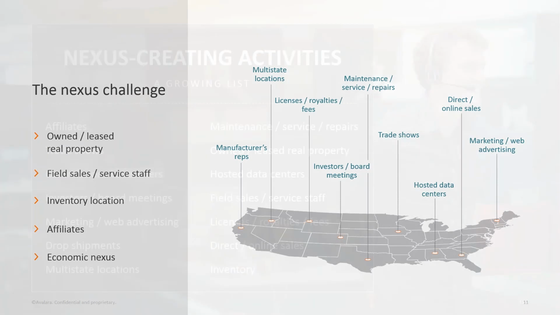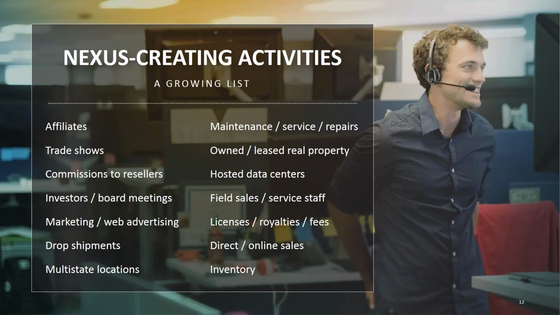There's another list here of some additional things that we consider Nexus creating activities. And again, every state is different, but there's just another list that's a little easier to read. Where your inventory is located. If you have inventory located in multiple warehouses around the country, you could have Nexus in those states. If you're doing drop shipments, attending trade shows, that's one that's important to us. We send people to trade shows all the time. If we send somebody to a trade show in a specific state, that could require us to have Nexus in that state. So the Nexus challenge is very important first for a business to understand, where am I required to collect and remit sales tax?